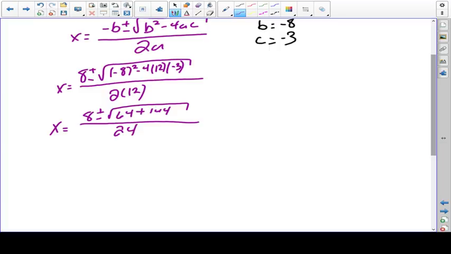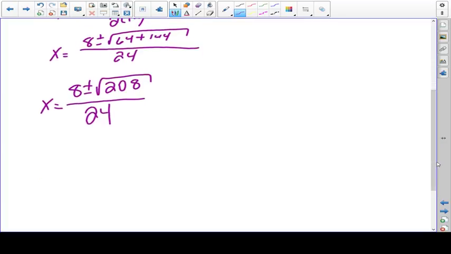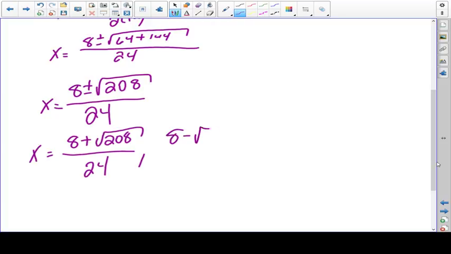So we'll go ahead and add those numbers together. So that's going to be 8 plus or minus the square root of 208 all over 24. And the next step, just like last time, was we'll turn that into two separate expressions. One will be 8 plus the square root, one will be 8 minus the square root, and both will be divided by 24. So x equals 8 plus the root of 208 all over 24, 8 minus the square root of 208 all over 24.